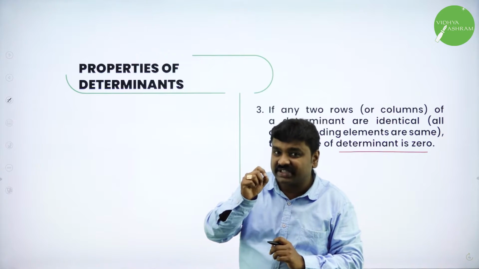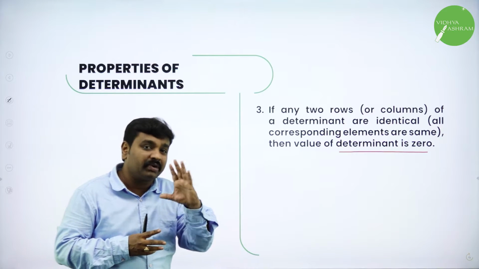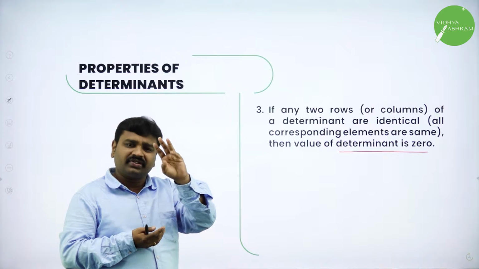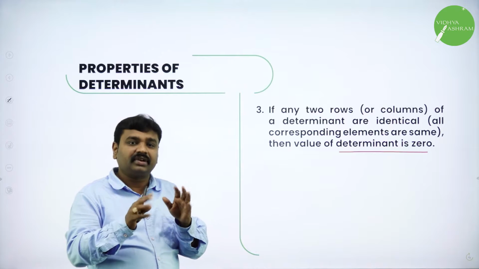So that's why memorize the properties. Properties na sariyage ತಲೆಯಲ್ಲಿ ಇಟ್ಕೊಳ್ಳೋದ್ರಿಂದ ನೀವು ಪೂರ್ತಿ ಎಕ್ಸ್ಪ್ಯಾಂಡ್ ಮಾಡೋ ಅವಶ್ಯಕತೆ ಇರಲ್ಲ, ಅಬ್ಸರ್ವ್ ಮಾಡಿ ಆನ್ಸರ್ ಮಾಡ್ಬೋದು. So third property is simple. If any two rows or any two columns are identical, if they are same, value of determinant is 0.